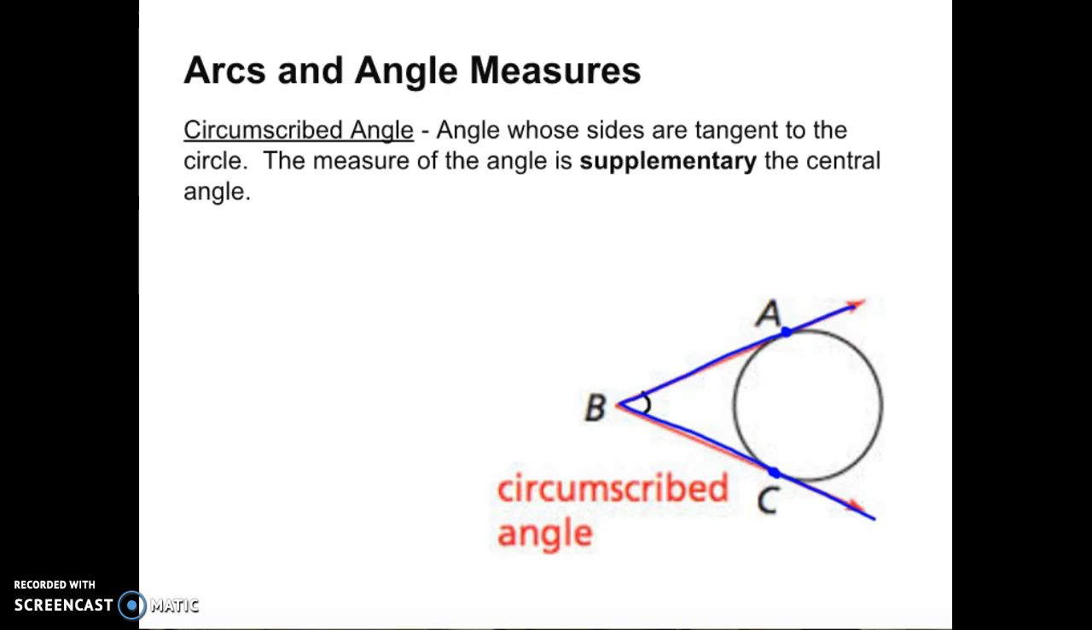So what it's saying is the angle whose sides are tangent to the circle, the measure of the angle is supplementary to the central angle. Okay, we know supplementary means that both angles add up to 180 degrees. So let's make a central angle. So I'm going to go ahead and make one. So let's create one right here and here. And let's pretend that angle is 120 degrees. So this angle right here, angle B, is supplementary to that. So what angle would you add to 120 to make 180? You would add 60. Okay, so that'd have to be 60 because both of those add up to 180. And that's the definition of supplementary angles.